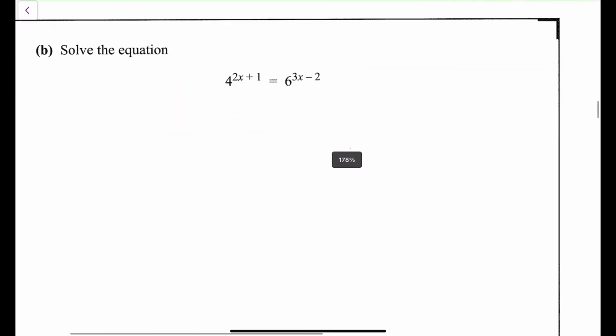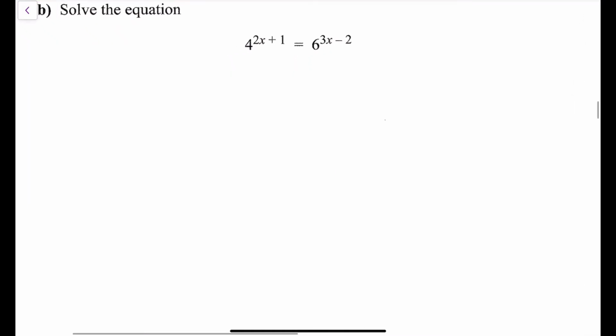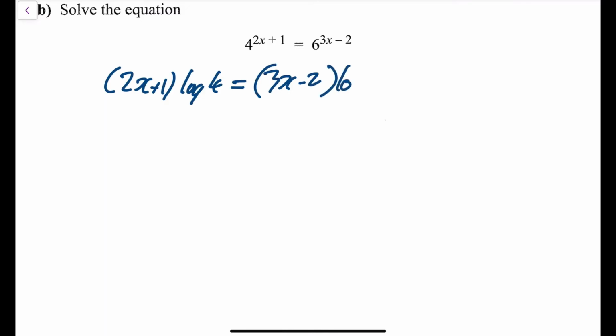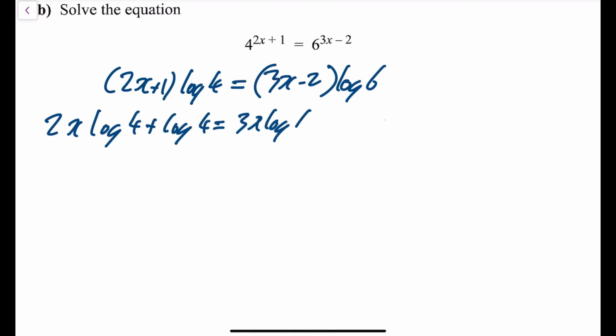Okay, solve the equation. And this is a log equation here. So you take logs of both sides. You'll have 2x plus 1 times log of 4 is equal to 3x minus 2 in a bracket times log of 6. Multiply out, you'll have 2x log 4 plus log 4 is equal to 3x log 6 minus 2 log 6. Bring all the x's to one side.